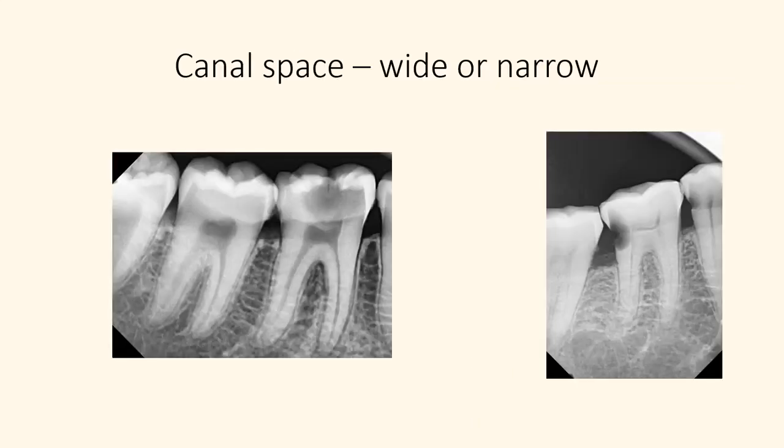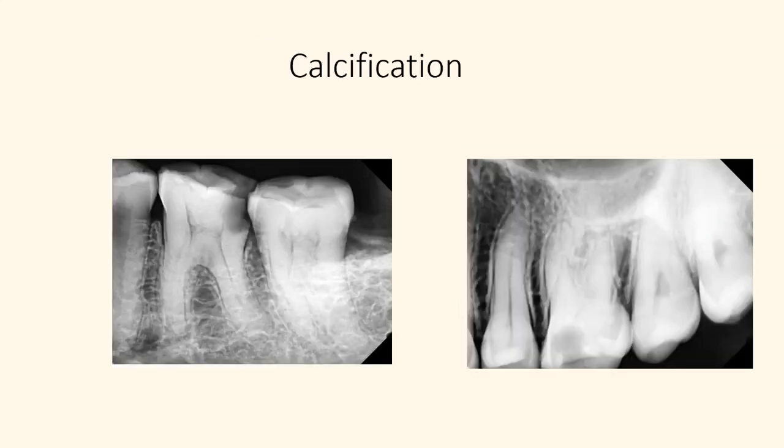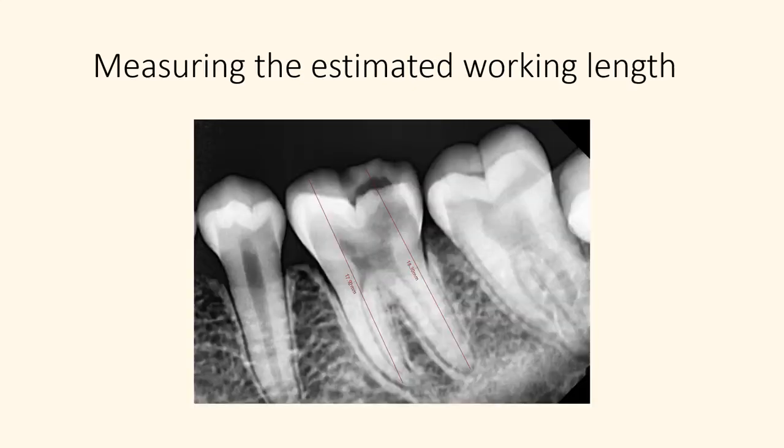Next is the canal space, whether the canal space is wide or narrow. It will help to determine the initial size of the file, like number 6, 8 or 10. Third is the disappearance of the canal. It is suggestive of canal bifurcation or trifurcation. Fourth is the calcification. It will help to decide the mechanical strategy of your instrumentation. In such cases, preferably use C plus files to negotiate through the calcifications.